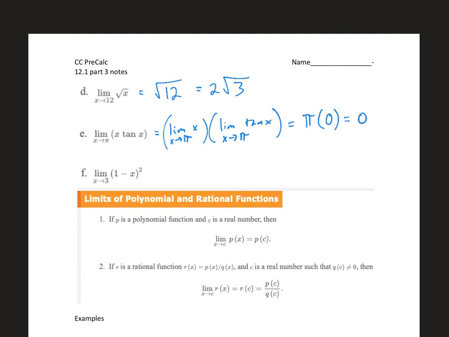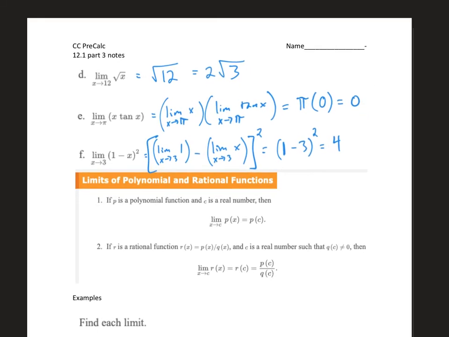And in this last one, we're going to use the difference property and the power property. So it's the limit of 1 minus x, squared, as x approaches 3. So we're going to rewrite this one as the limit of 1 as x approaches 3 minus the limit of x as x approaches 3, and then we're going to square that answer. So the limit of 1 as x approaches 3, well, that's just going to stay a 1. The limit of x as x approaches 3, well, that's going to be a 3. So 1 minus 3, squared. 1 minus 3 is -2. -2 squared is 4. So our limit is 4.